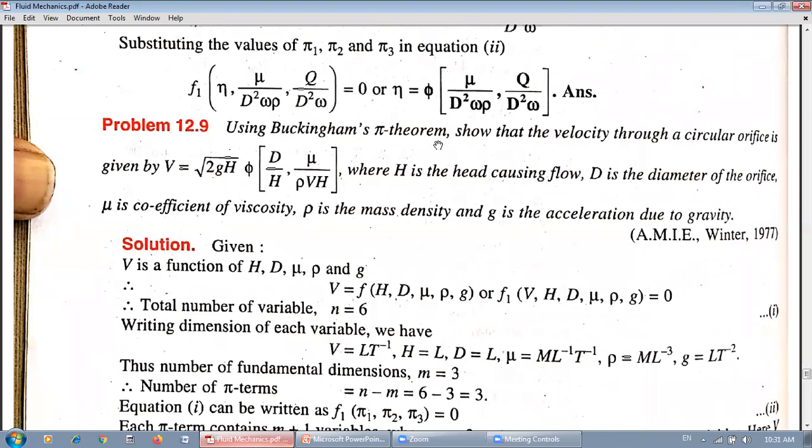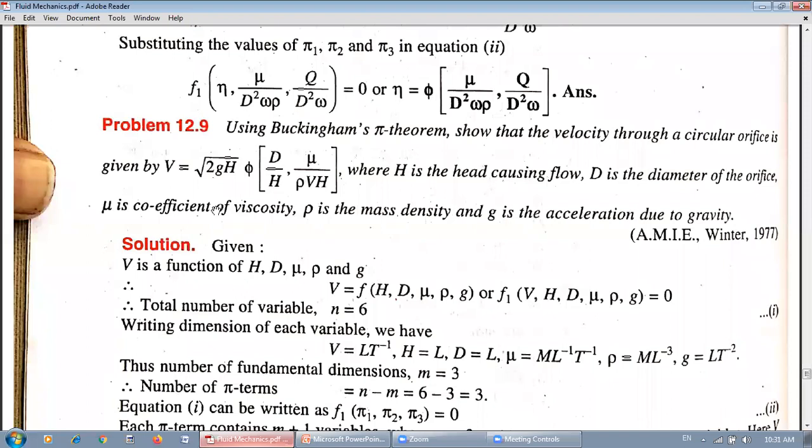Using Buckingham pi theorem, show that the velocity through the circular orifice is given by v is equal to under root of 2gh into pi of d divided by h, comma, mu divided by rho v. So they want to prove this particular equation.